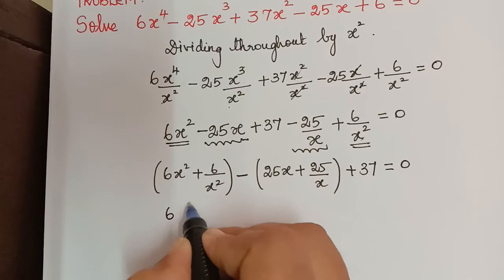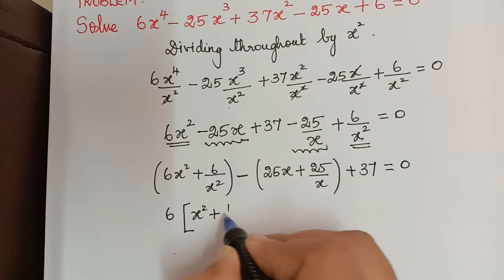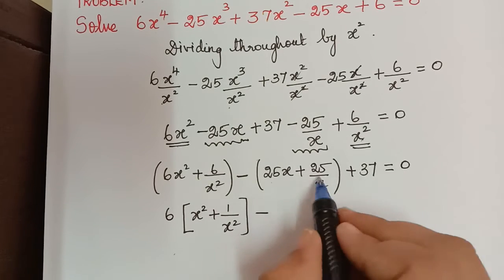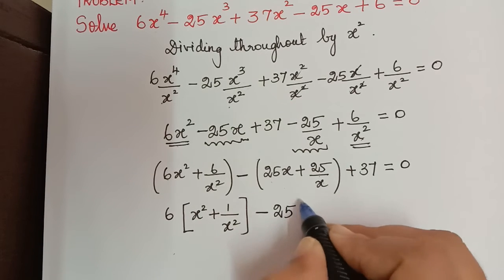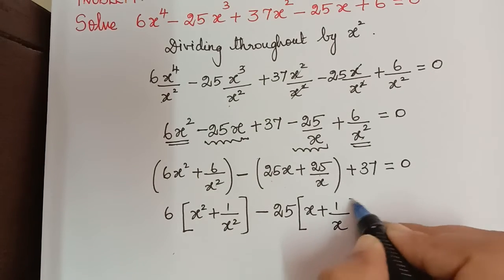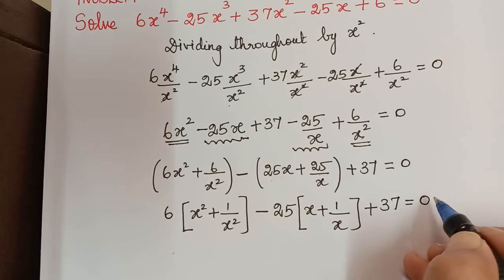So we will take it out, and so inside we will be having x squared plus 1 by x squared. And then negative, now 25 is common in these two terms. So when we take it out, we will get 25 multiplied with x plus 1 by x. And then plus 37 is equal to 0.